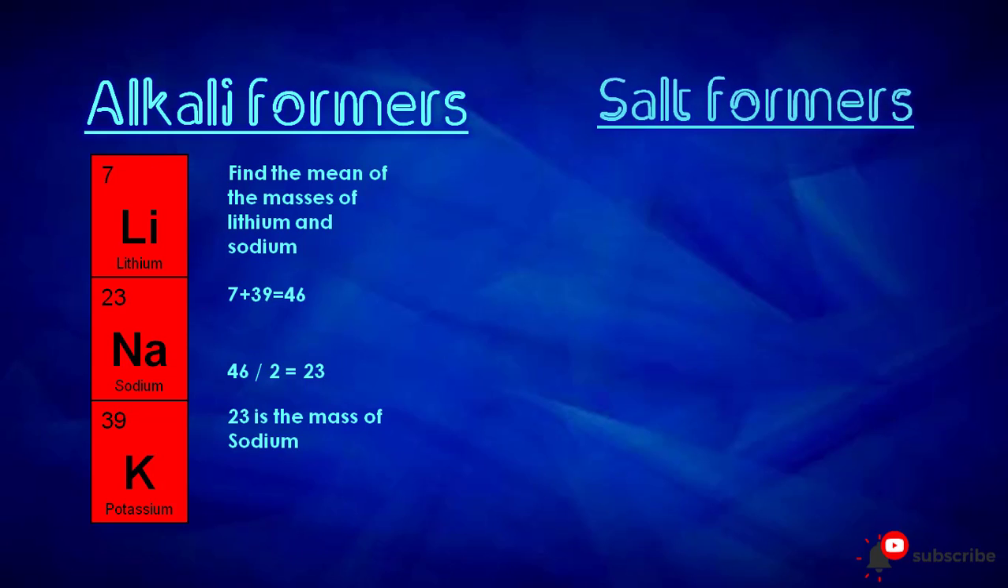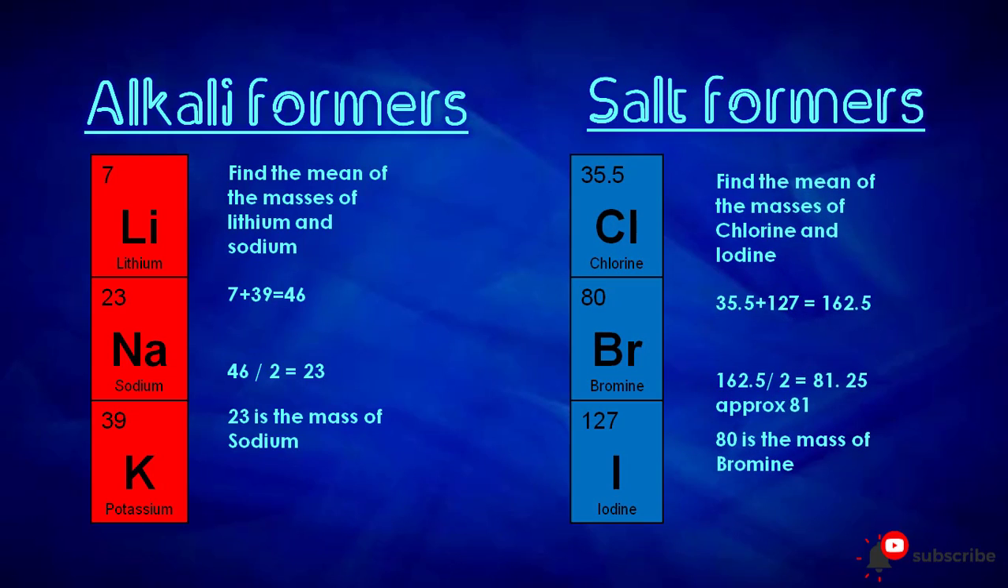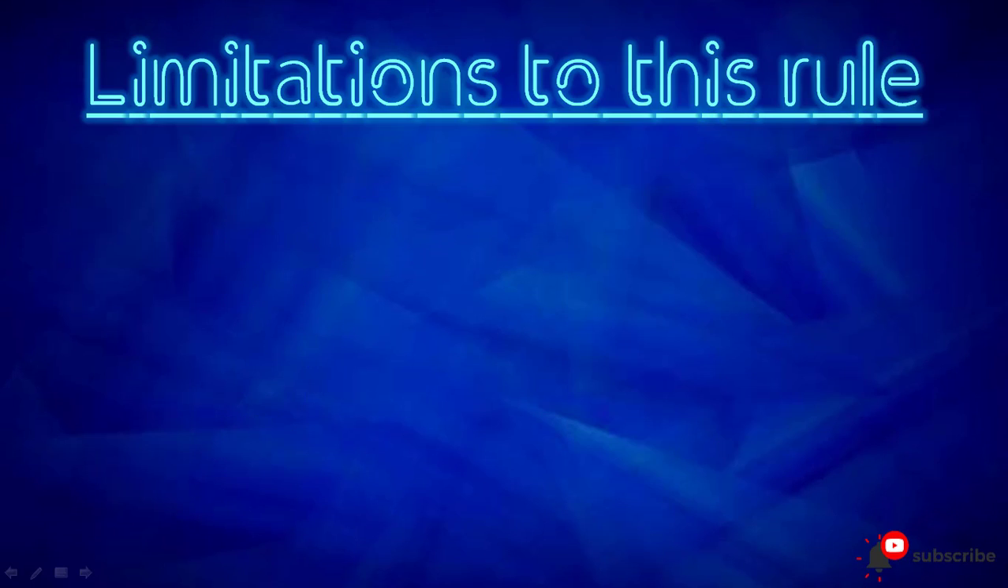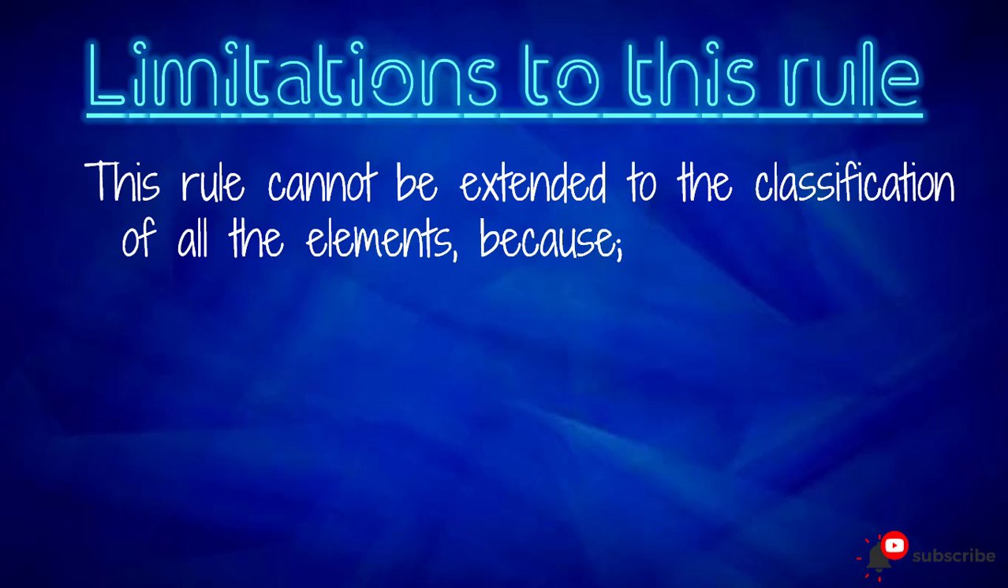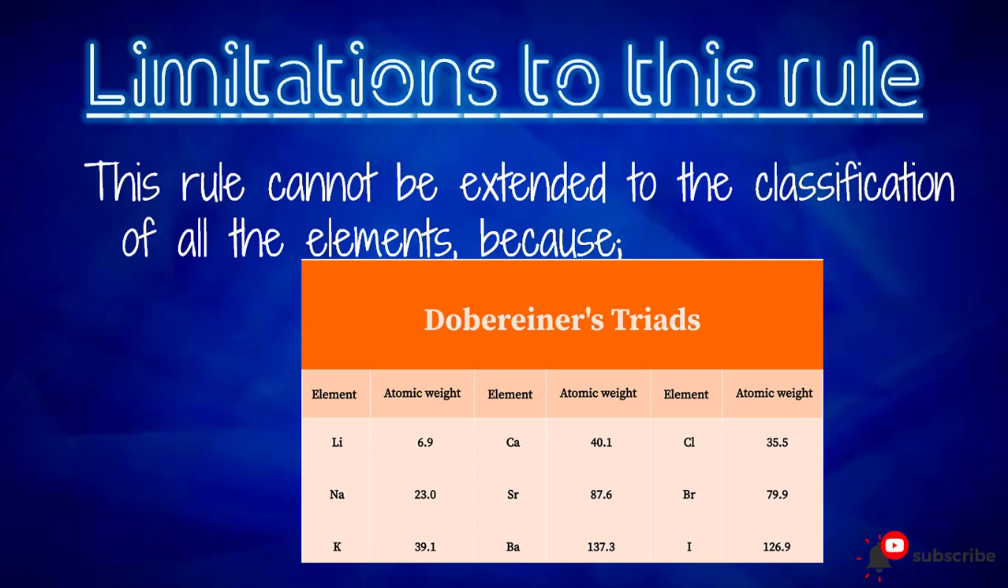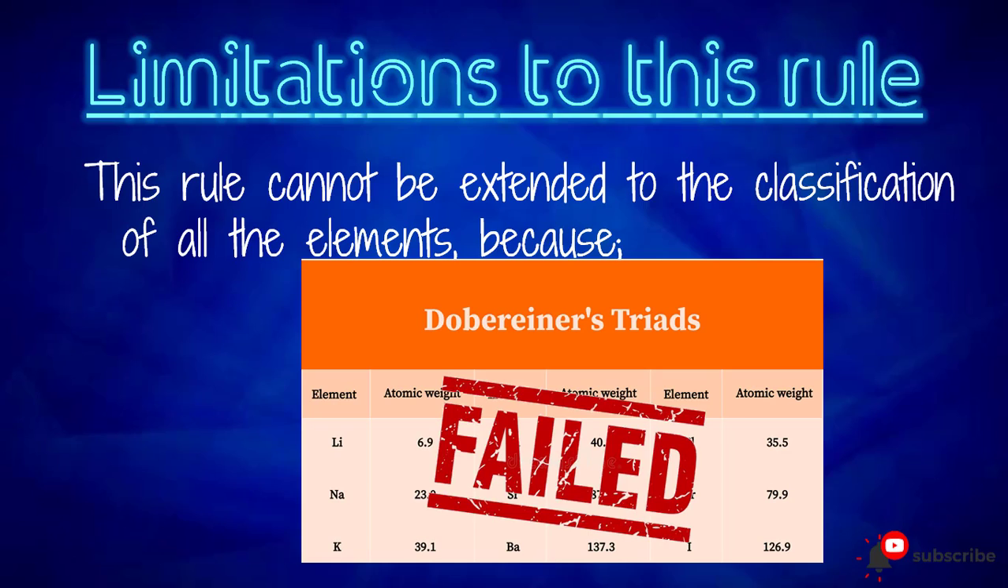The same observations were made while testing salt formers, that are elements belonging to the halogen group, which are chlorine, bromine and iodine. Although it was successfully tested, this rule cannot be extended to the classification of all the elements because it is true only in cases of very few elements, as shown here that there are only three sets of triad. Most of the elements were still unknown and thus cannot be tested for this rule. So this rule failed to cover all of the elements.